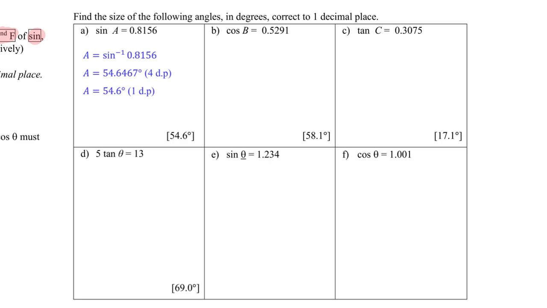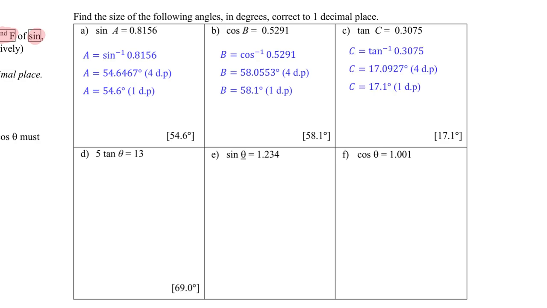Similarly, for part B, all we have to do is to take the cosine inverse of this 0.5291 to give us this answer. For tangent of angle C, tangent inverse of 0.3075.